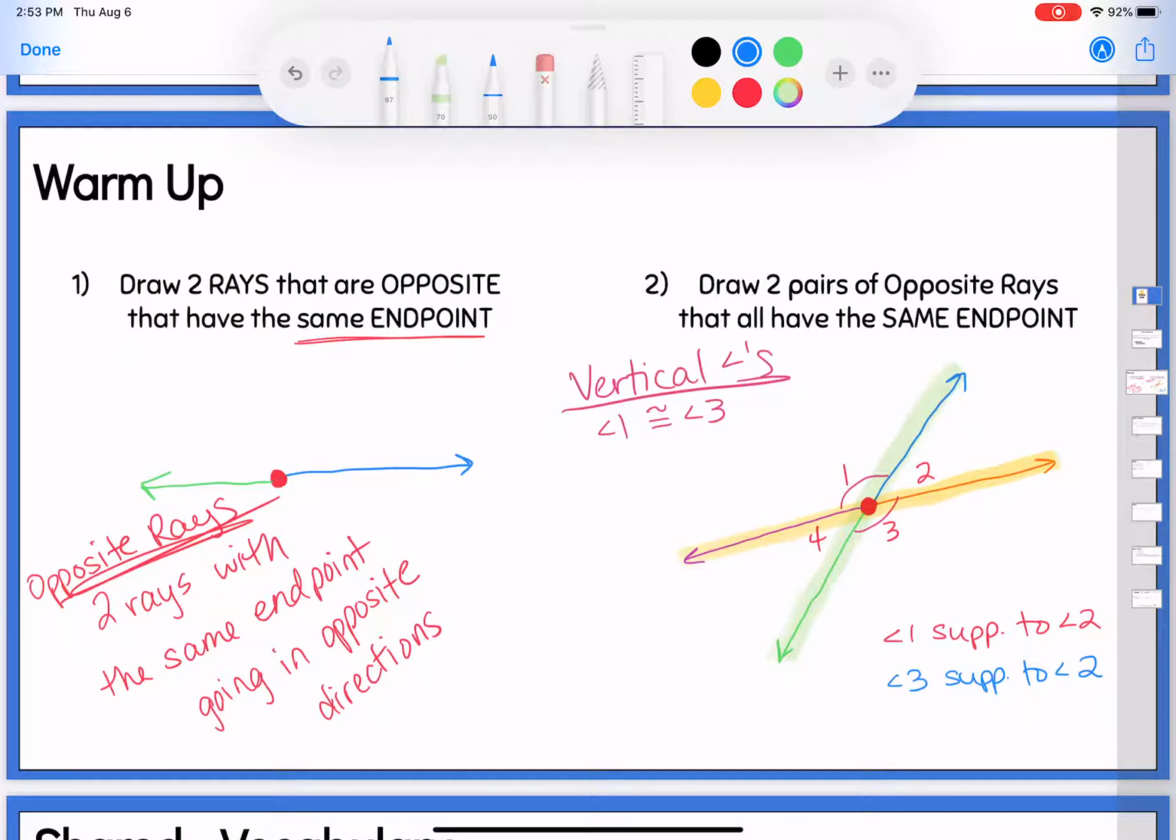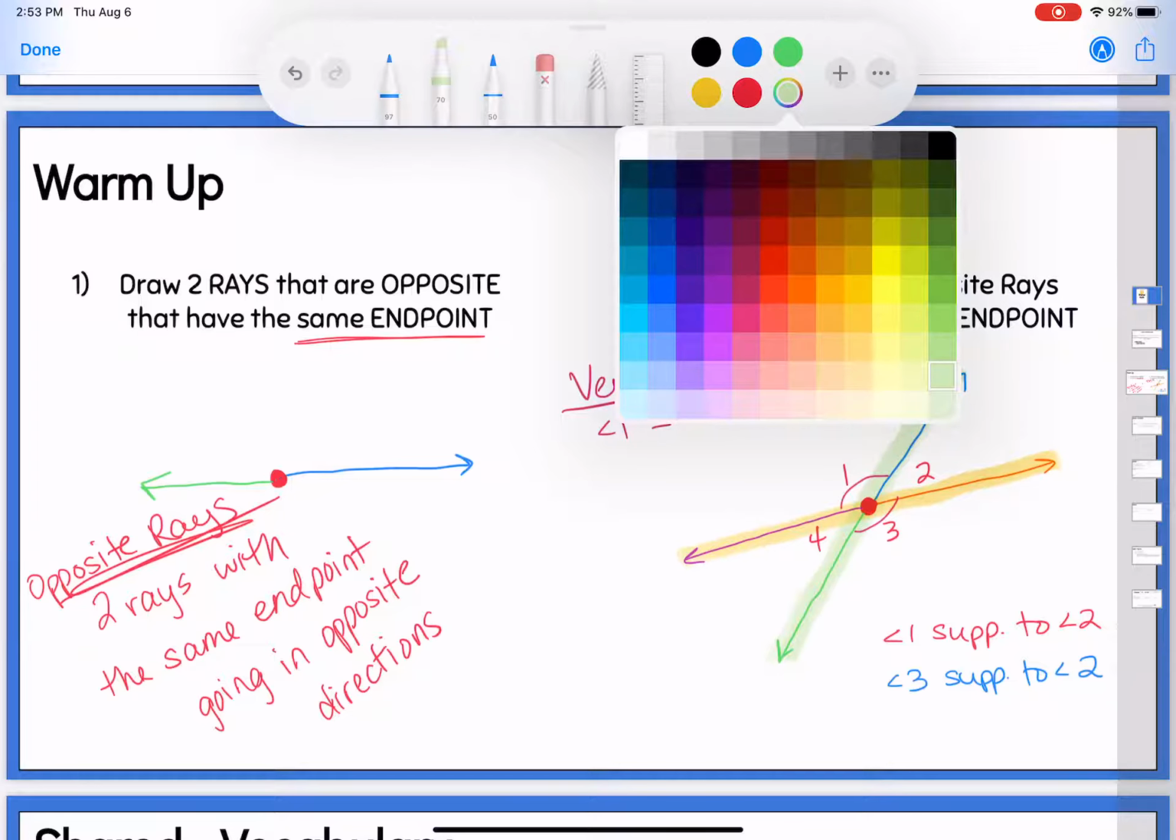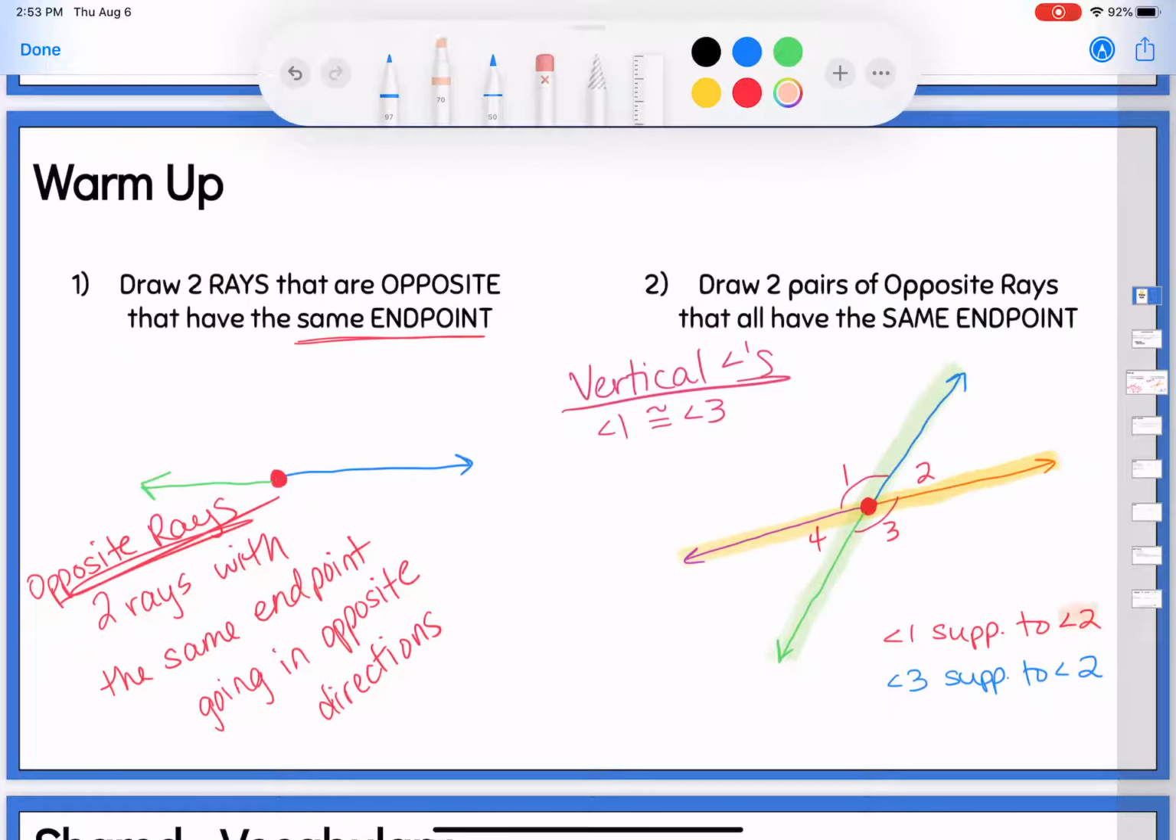And if two angles are supplementary to the same angle, then they are congruent. And that's why angle 1 is congruent to angle 3, because they're both supplementary to angle 2, and that's a theorem we did back in 2.4. So now we can prove, using the theorems that we know, why vertical angles are congruent, which I bet you never did before, right?